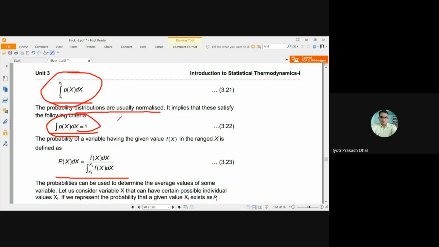Integration of p square dx. So here one printing mistake is there. You have to write p square dx. So here p square dx.